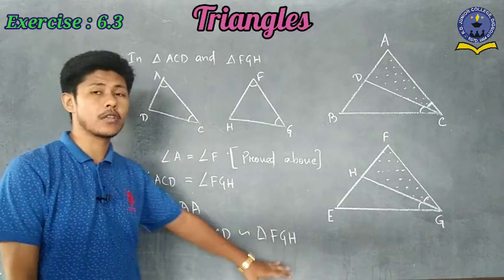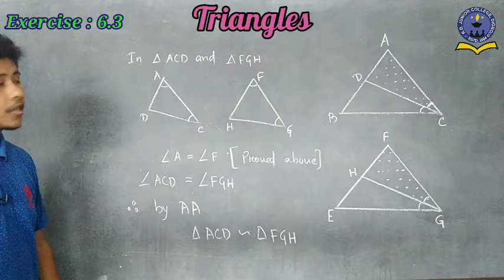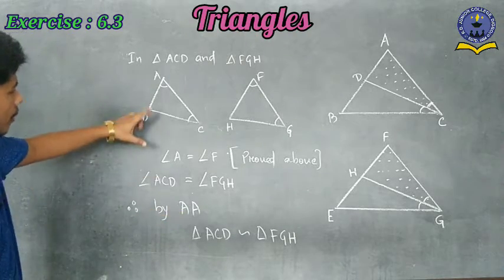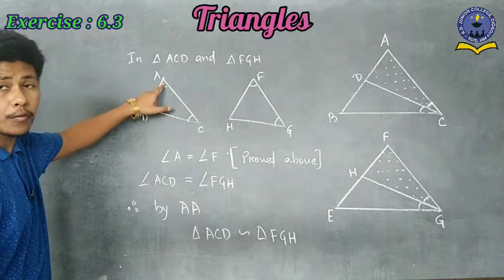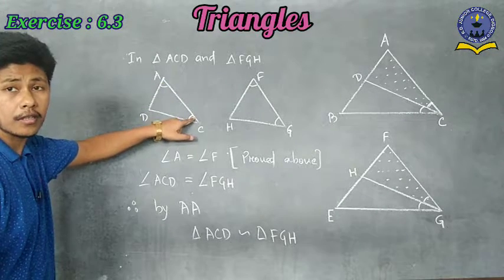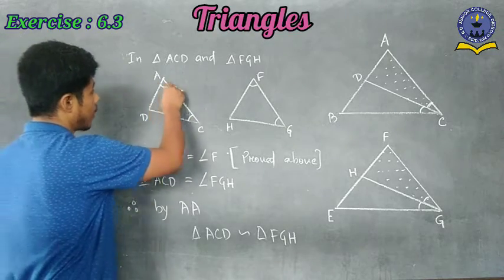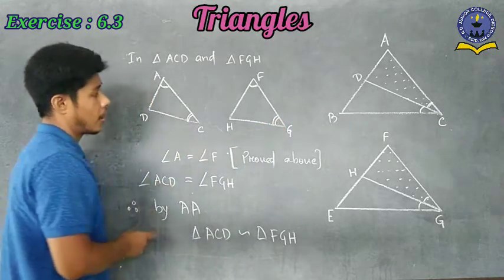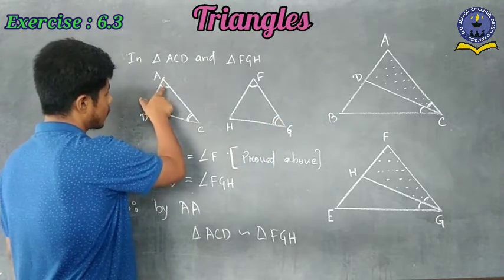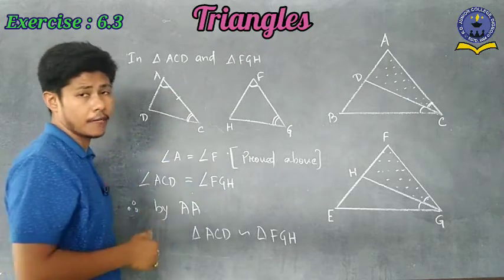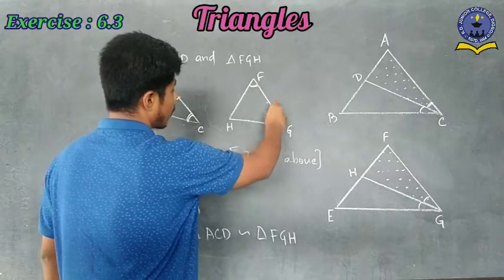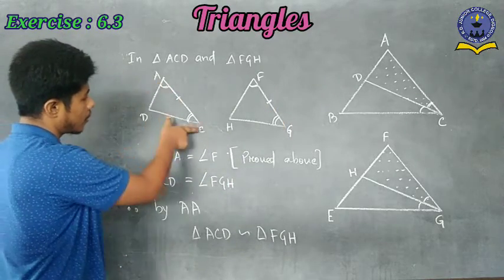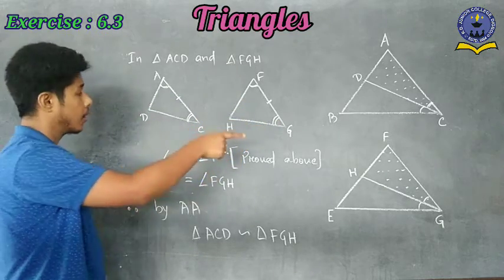If these two triangles are similar, then the ratio of their corresponding sides are equal. So what do you have to write? One angle we proved is this one, another is this one. We proved angle A is equal to angle F, as well as angle ACD is equal to angle FGH. Now in this case the included side is this one, as well as this one. So now you have to write AC by FG.